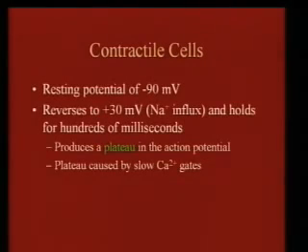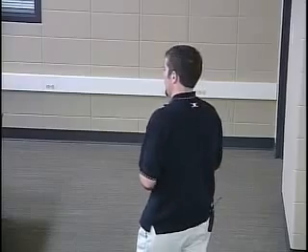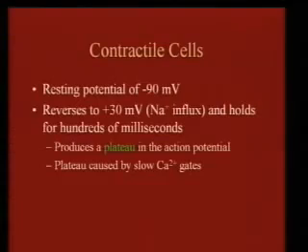All right, contractile cells. Okay, we're going a little bit different way now. We're going to look at not the autorhythmic cells, but the ones that receive this message, and then in response to that, contract. Now, the resting potential is different now. The resting potential of these cardiac contractile cells is not negative 70, it is negative 90. Negative 90.